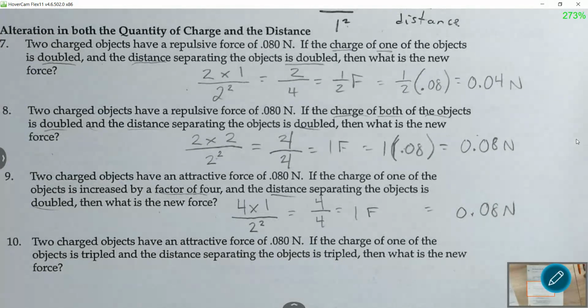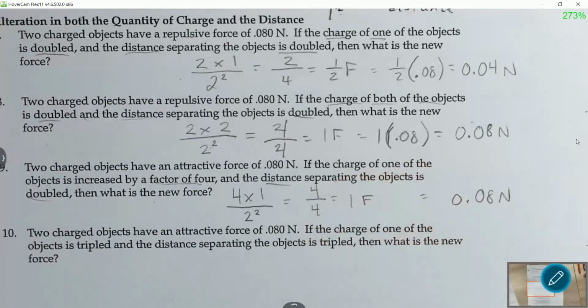So on your test, you're going to have a few of these. They're going to have a combination of a couple. They're going to tell you the charges are doubled or tripled, the distance is doubled, or the distance is tripled, or it's cut in half. What is the new force going to be? And they'll give you a number to start with.